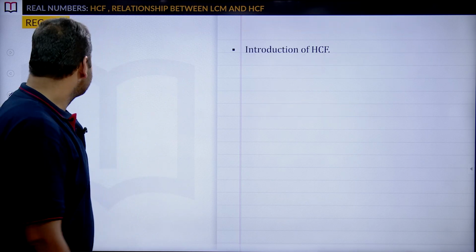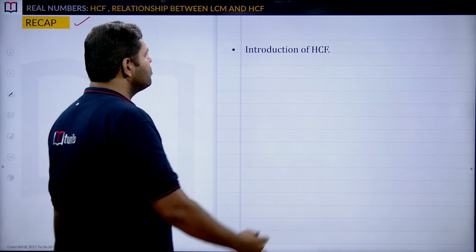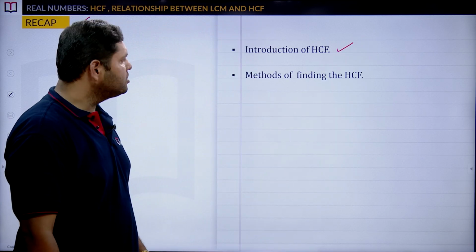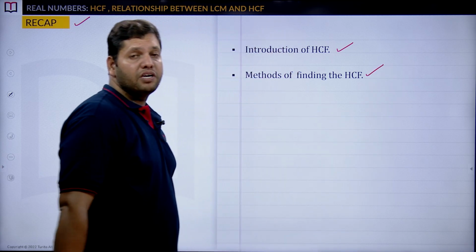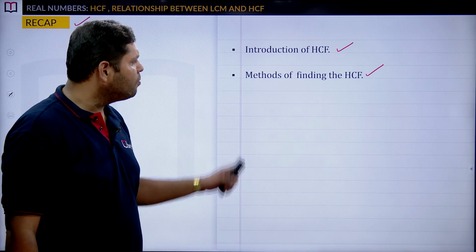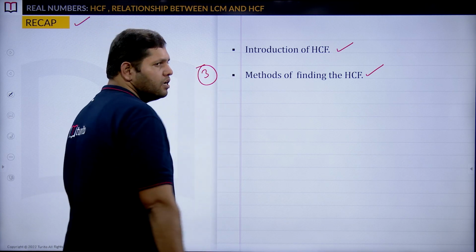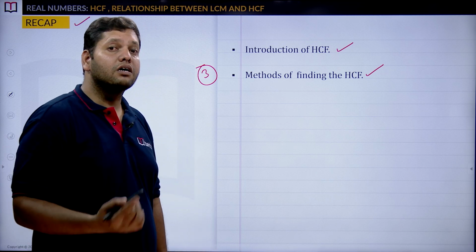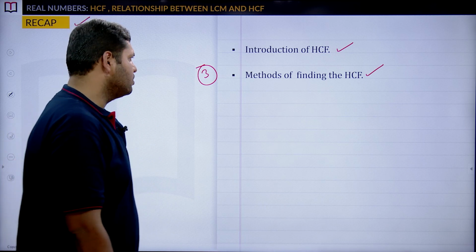Now, children, what we have discussed in this class, it is actually a recap. So, today we have discussed the introduction of HCF, isn't it? Next, we have discussed methods of finding HCF. So, how many methods do we have for finding the HCF? Tell me, children, total how many methods we have? We have exactly three methods. But the first method, second method, you don't need to learn, children. You have to learn only the third method. That is the long division method. Okay, go for the third method only.